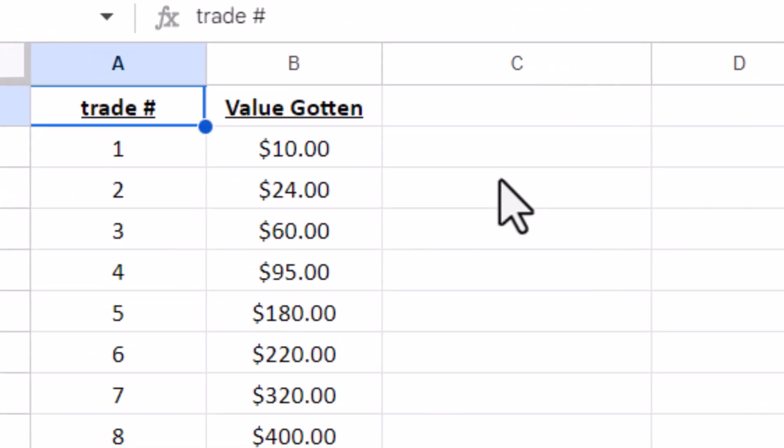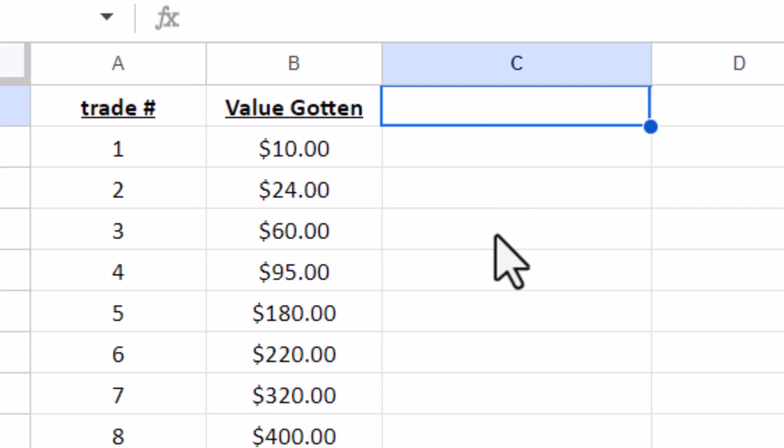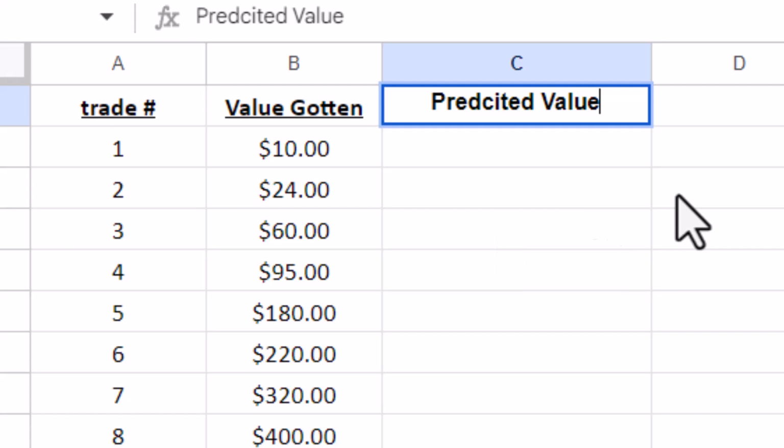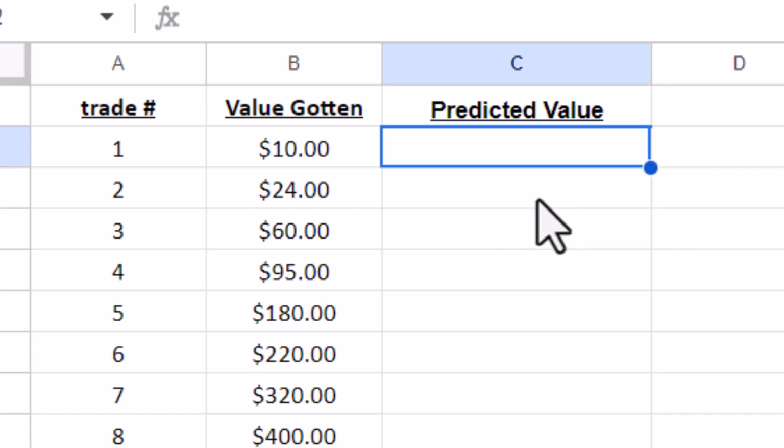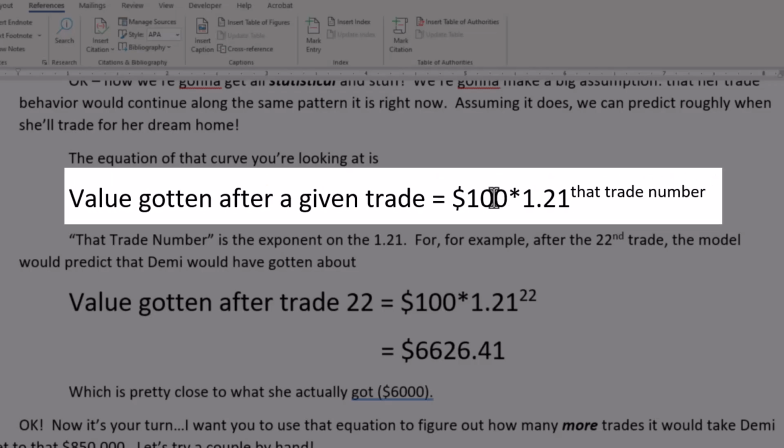Okay, what we're going to do is we're going to add a column C, predicted value. We'll try to spell that right too. Predicted value. Okay. Now, what we're going to do is we're going to use the equation that Sheets gave us, which is the $100 times 1.21 raised to the power of that trade number. Now, that sounds ridiculous, but Sheets can make quick work of it.